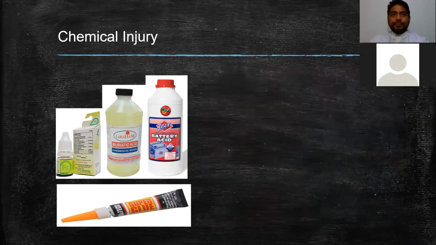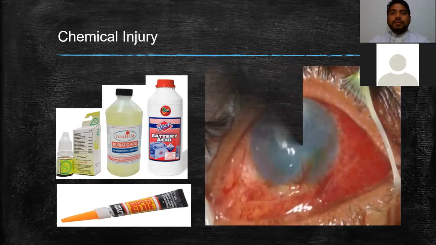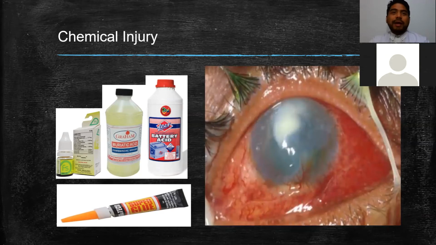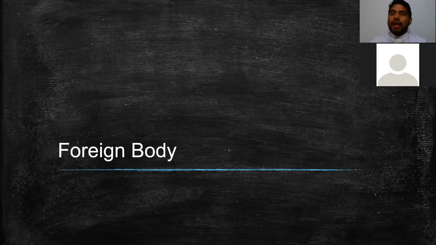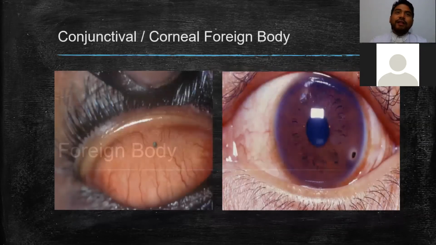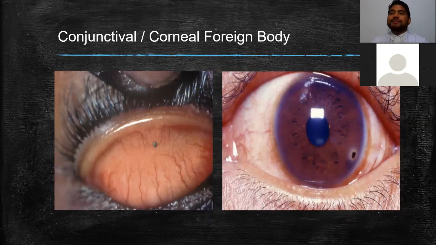Next, the foreign body. So what are foreign bodies, the things that get into the eye? These are very common, conjunctival and corneal foreign bodies. This happens when certain dust particles or some material get into the eye. Patients usually experience tearing, eye redness, eye discomfort.